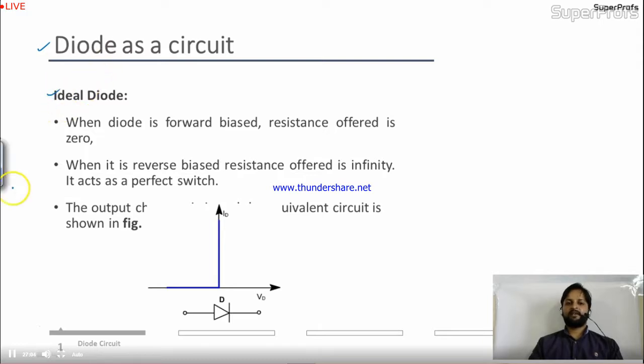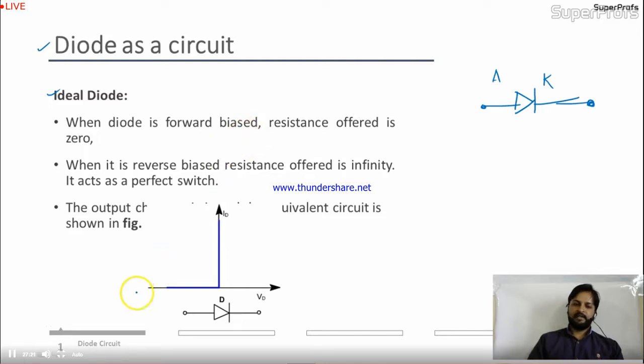What is the ideal diode? Let me take the symbol of the diode. I hope you know very well now, this is the cathode and this is the anode of the diode. So when the diode is forward bias, what does forward bias mean? Now I think you know very well, this is the condition of forward bias.